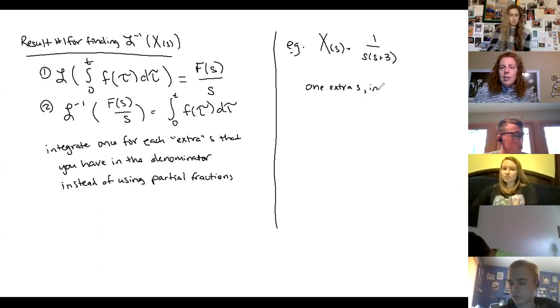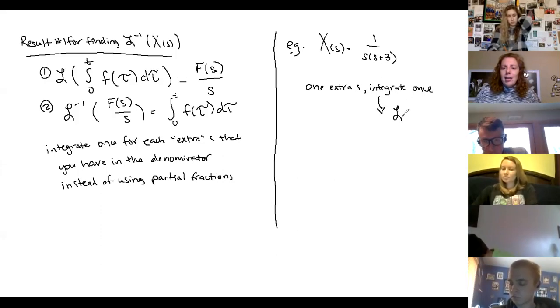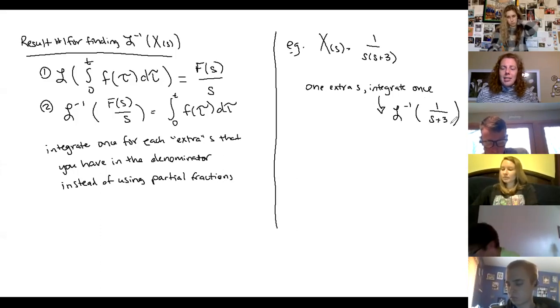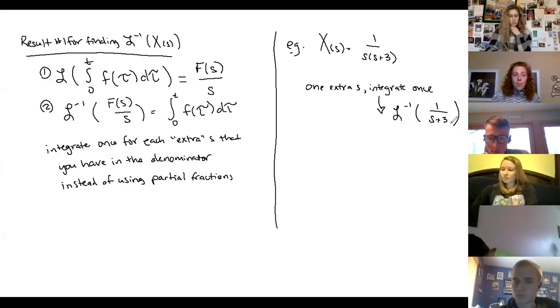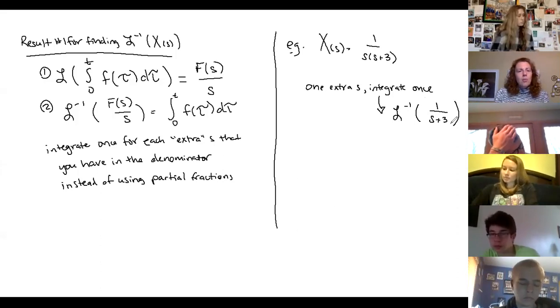So we want to integrate once. The question is, what do we integrate? What's the function that we want to integrate? The function that we want to integrate is the inverse transform of what's left, 1 over s plus 3, the stuff without any of the extra s's in it. So look in the front of your book. What is the inverse transform of 1 over s plus 3?